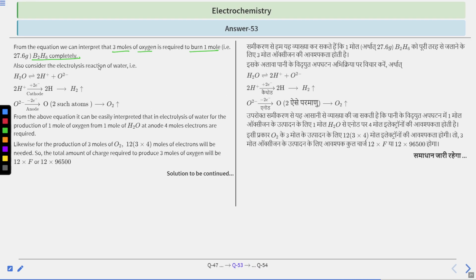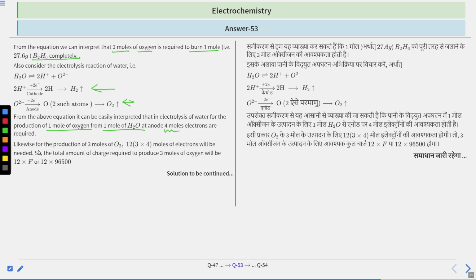Also consider that the electrolysis reaction of water, that is H2O giving us 2H positive plus O2 negative, involves these two processes. 2H positive plus 2 electrons at the cathode give us 2H, and it will release H2. Whereas O2 negative loses 2 electrons at the anode, becomes oxygen, 2 such atoms, and is released as O2. From the above equation, it can be easily interpreted that in the electrolysis of water, for the production of 1 mole of oxygen from H2O at the anode, 4 moles of electrons are required. 2 here, 2 here, right?